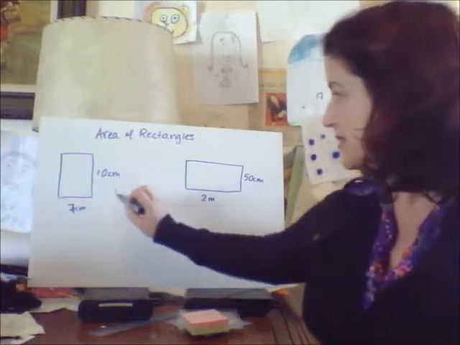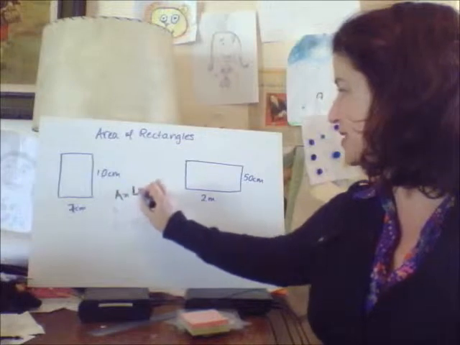Sorry that you couldn't see that. Area equals length times width.